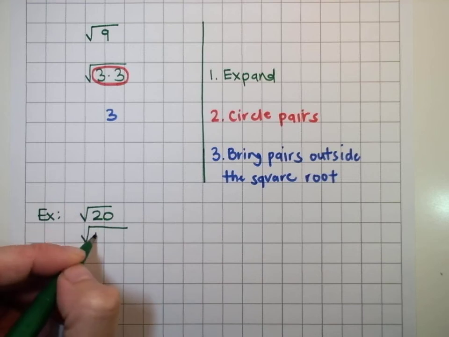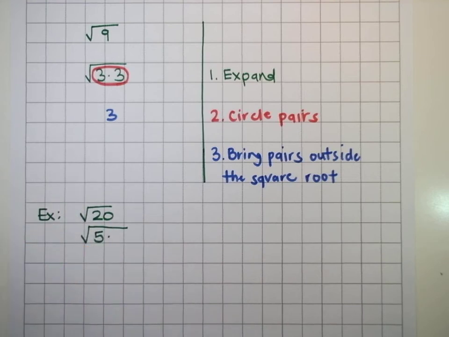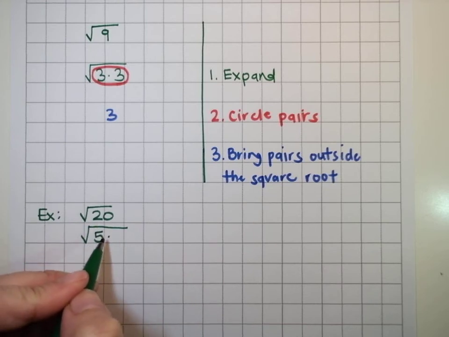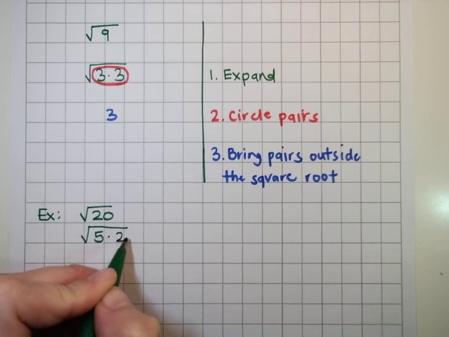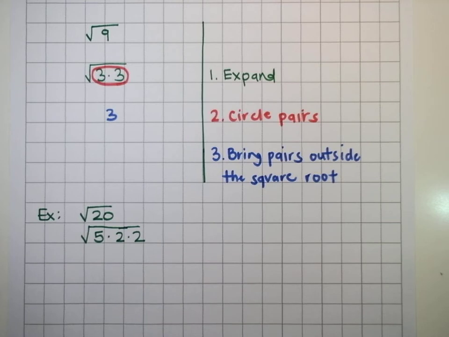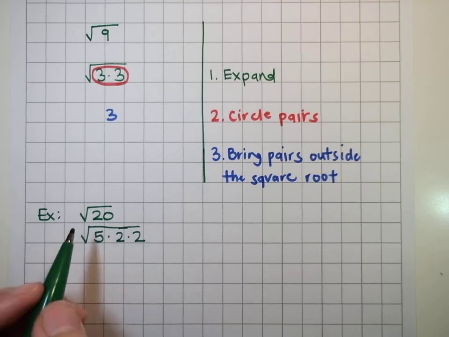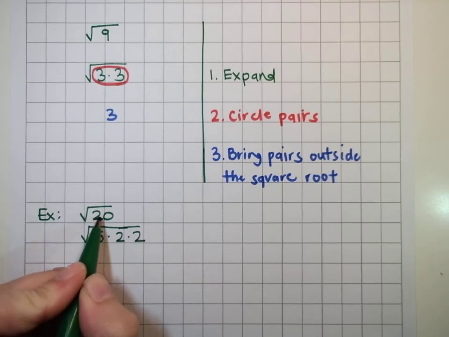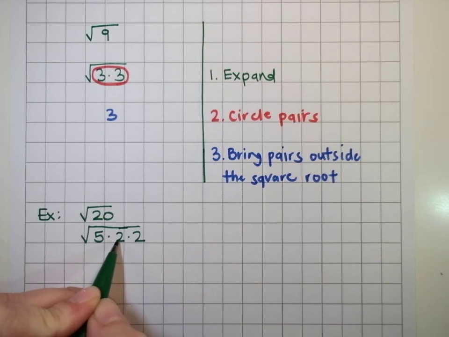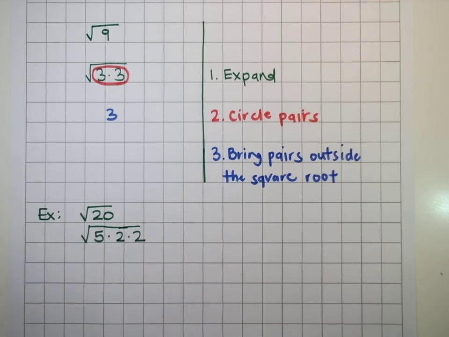So 5 we can't expand anymore, so we'll leave it as 5. 4 though, 4 is 2 times 2. So make sure to expand completely and make sure that what you expand multiplies back to 20. So 5 times 2 is 10 and 10 times 2 is 20.